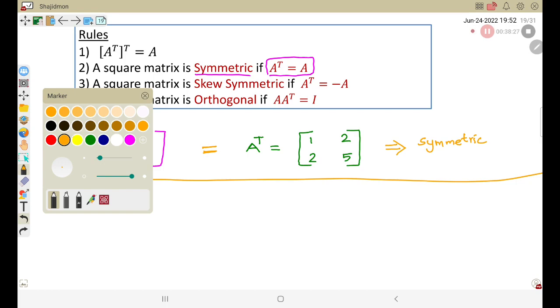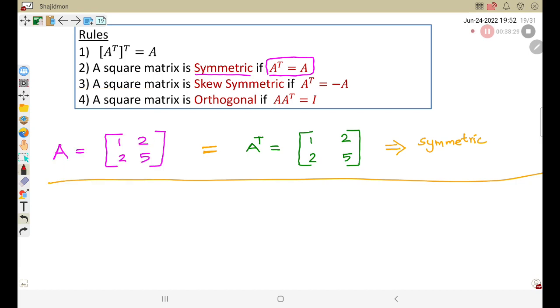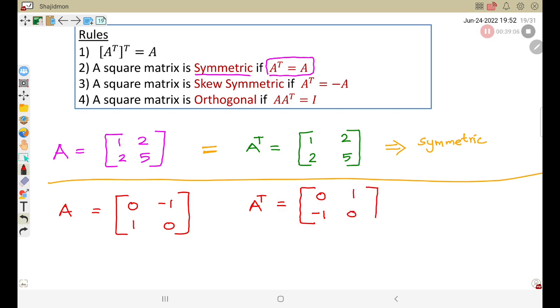Now the third rule. A square matrix is said to be skew symmetric if A transpose equals minus A. Okay, the A transpose value and the minus A value are the same. For example, I can take the matrix A equal to 0, minus 1, 1, 0. Now, when we calculate A transpose, what happens? First row changed to the first column: 0, minus 1. Second row changed to the second column: 1, 0, correct? Now, what is the difference between these two matrices?